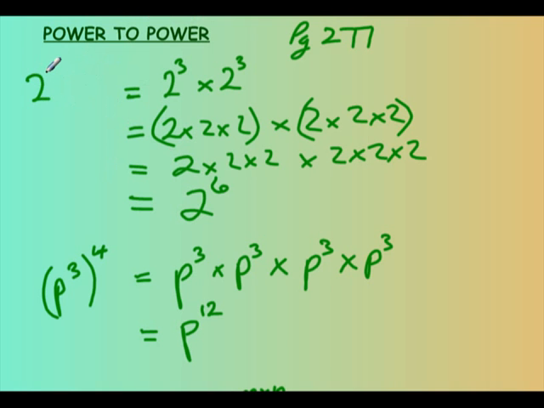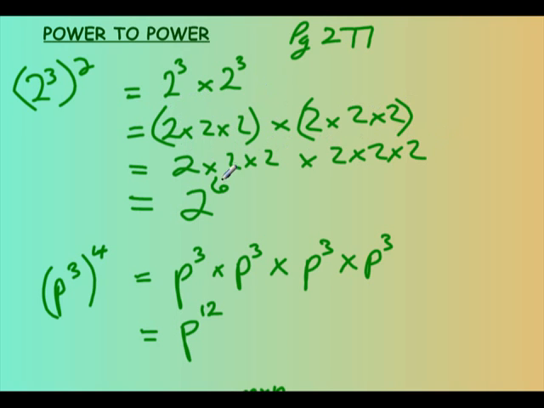We have 2 to the third squared. So I'm squaring the quantity 2 to the third. That means I have 2 to the third twice. 2 to the third times 2 to the third. 2 to the third is 2 times 2 times 2. If you write it out the long way, just remove the brackets.